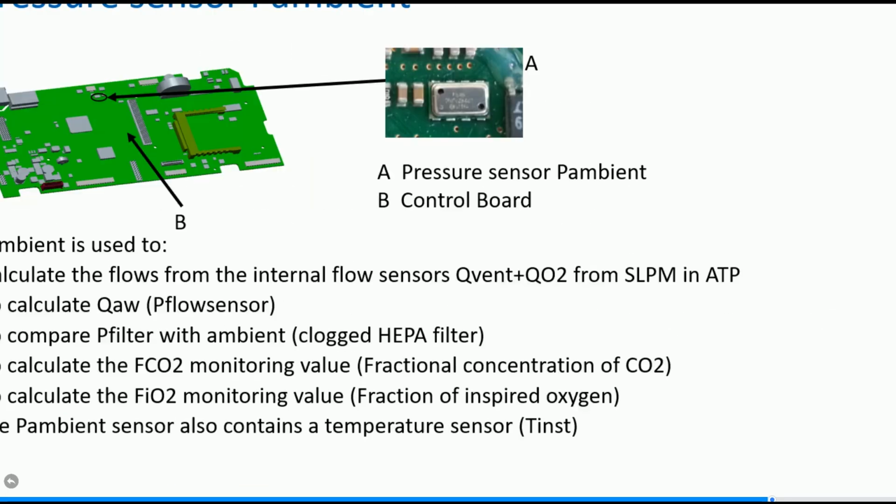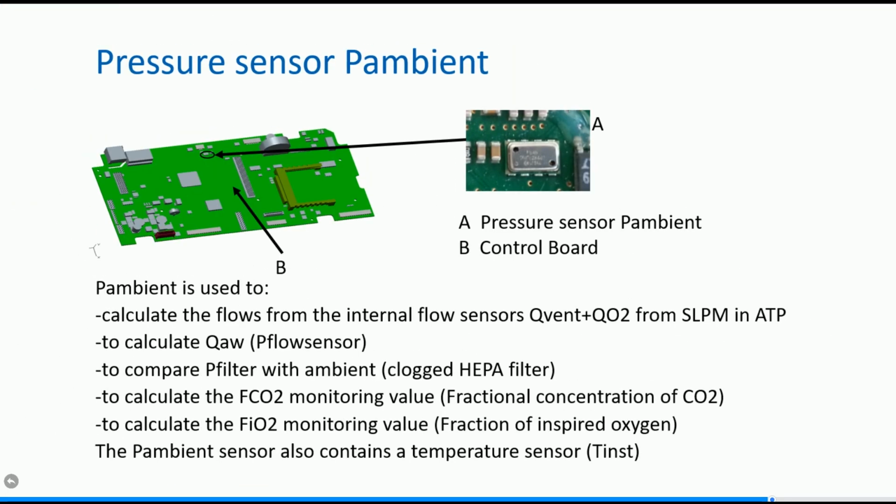P ambient is a pressure sensor that measures the absolute pressure. The sensor is located on the Hamilton T1 control board that we cover in the electronics training module. P ambient is used to calculate the flows from the internal flow sensors Q-vent and QO2 from SLPM in ATP, calculate P flow sensor, compare the P filter with ambient air to check for a clogged HEPA filter, calculate the monitoring value for FCO2, or the fractional concentration of CO2, and calculate the monitoring value for FiO2, or the fraction of inspired oxygen. The P ambient sensor also contains a temperature sensor, or T-INSP.